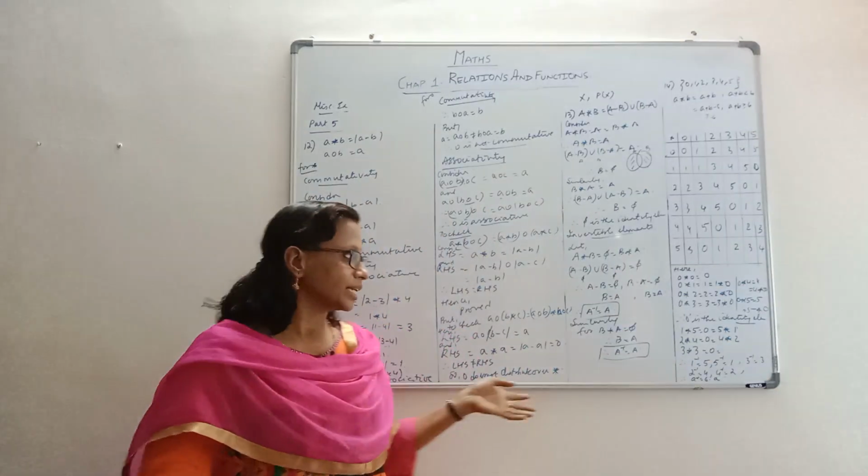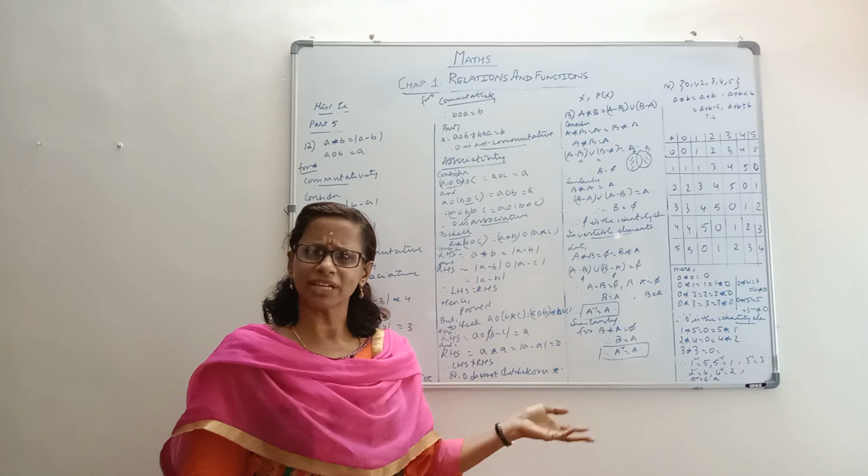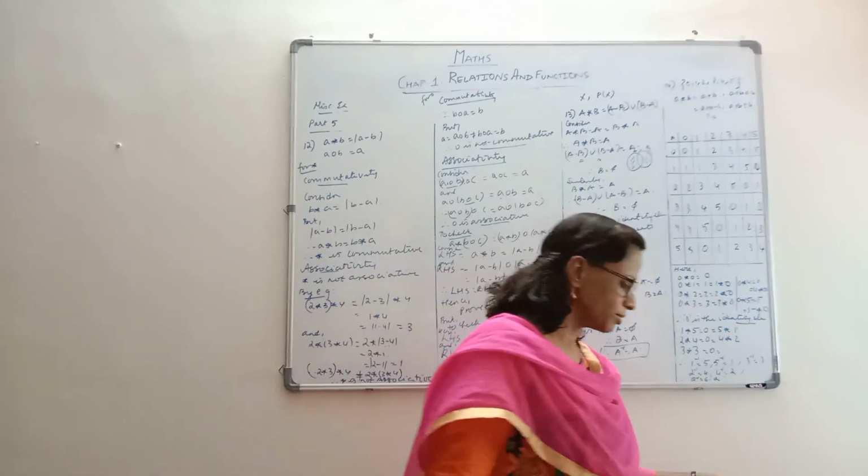Could have done it in the other way also, but because it's a finite set, we can take the composition table, and that makes our work really easy.